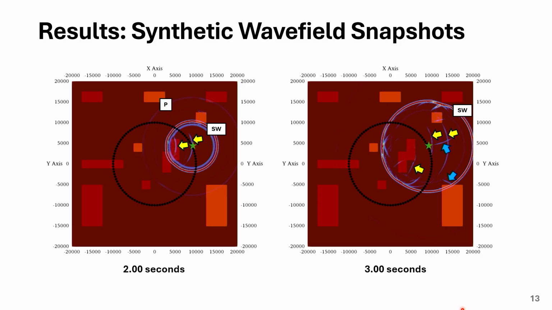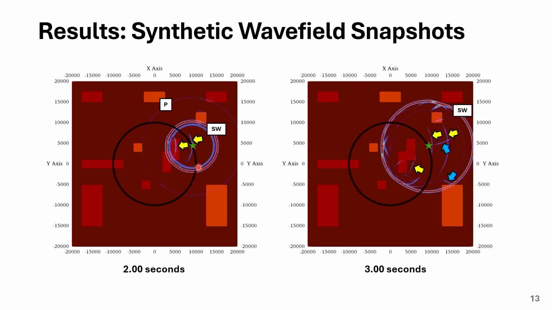So here's some results. See a couple of wave field snapshots during the simulation itself. On the left at 2, and then on the right at 3 seconds, emanating from the green star. Just one random shot I chose out of this simulation. So the P wave is out here, a little dim, but about half the distance from that is our surface wave. And it's very high amplitude, a very circular wave field.